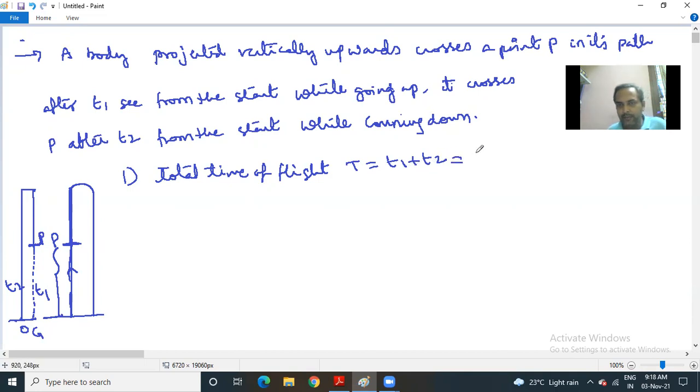So you might remember that the time of flight equation is 2u by g. So you will get the first equation, initial velocity given: u equals g times (t1 plus t2) whole divided by 2. So this is the first formula.